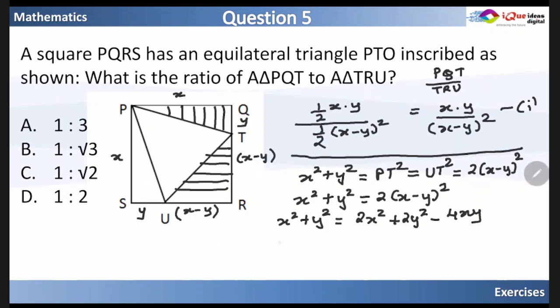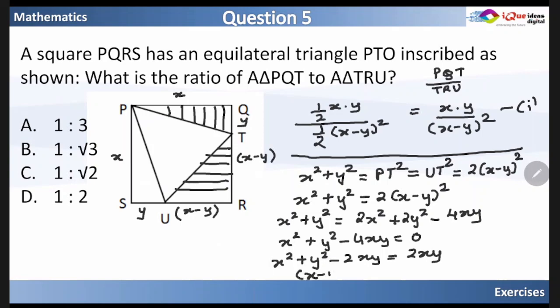So I get, simplifying this, x square plus y square minus 4xy is equal to 0. And if I adjust the terms a bit, I can write this as x square plus y square minus 2xy is equal to 2xy. I am splitting the 4xy into minus 2xy minus 2xy and taking 1 on the other side. So then it becomes x minus y the whole square is equal to 2 times xy. Got it till here?